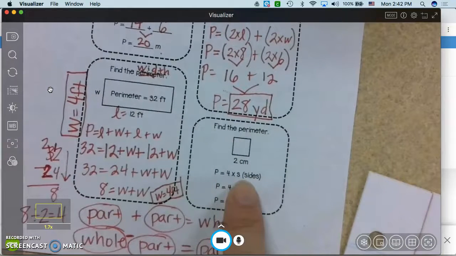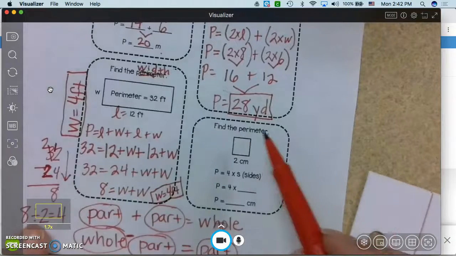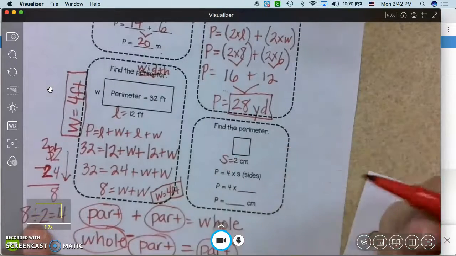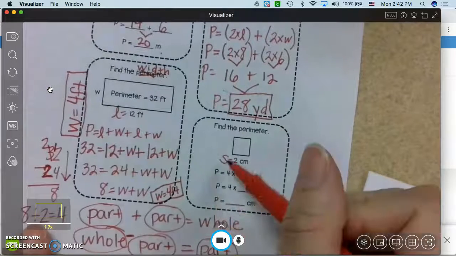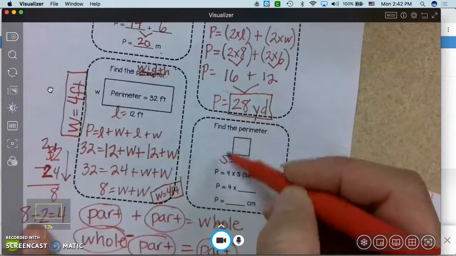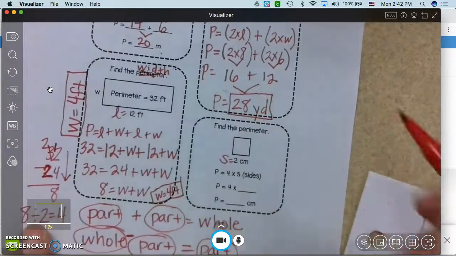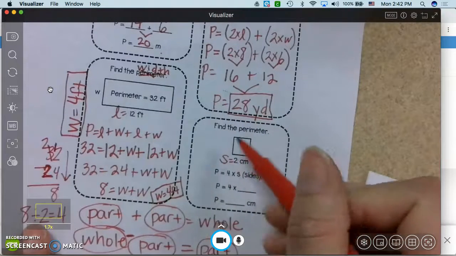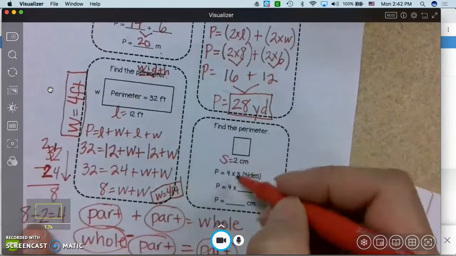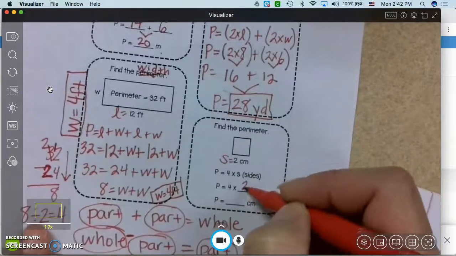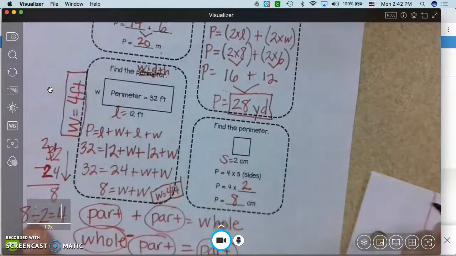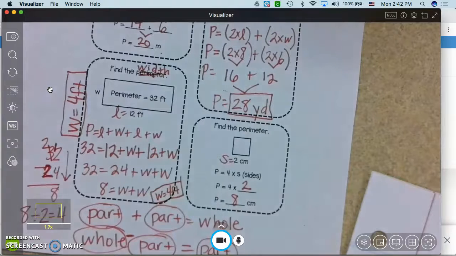So on a rectangle, we have a length and a width. But on a square, all the sides are the same length. So instead of writing length and width, you just have to know that one side is equal to the length, and they label it S for the length of the side. One side is 2, then that means all sides are 2. And how many sides are there? 4 sides, and if they're all 2, then you have 4 groups of 2. So instead of 4 times S, I'm going to write 4 times 2. And what is 4 times 2? 8. So the perimeter on that little square is 8 centimeters.